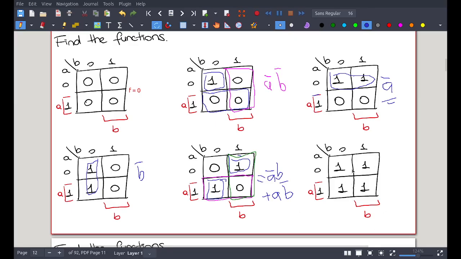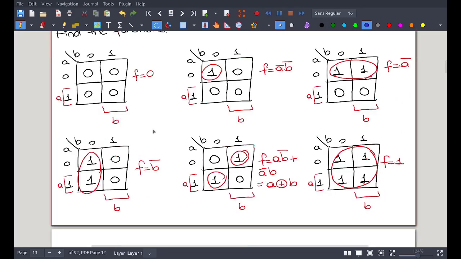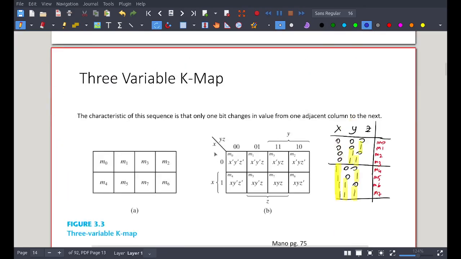Okay, coming to the next one. As you can see, this is an easy one. Everything is one, no matter what. So basically the function is saying that this is always one. There is no option. No matter what, it's one. Whatever value you put for A and whatever value you put for B, it's one. So those are the answers. As you can see, it's the same answers we have here.